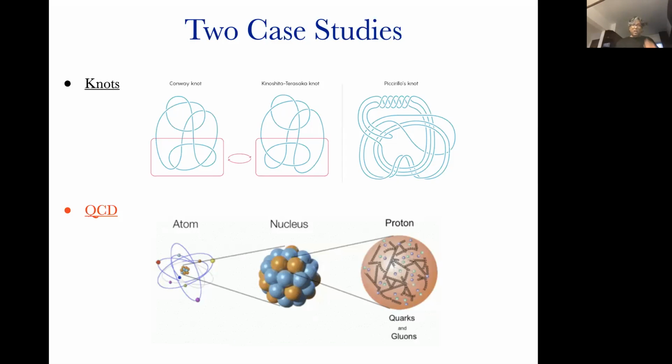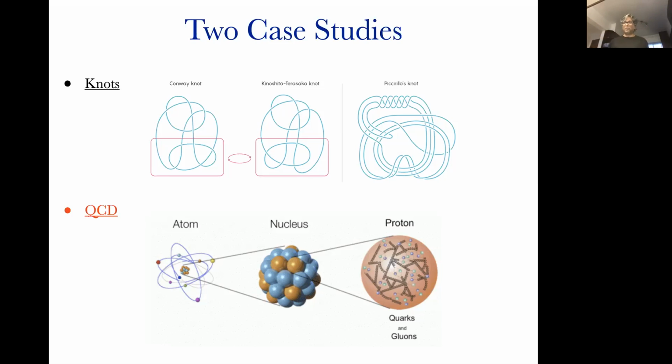So in this talk, I'll discuss two other case studies. One involves knots, and the other involves a theory of particle physics called QCD. So the knots you can think of as a circle embedded in a three-sphere. And these knots have recently been in the news.